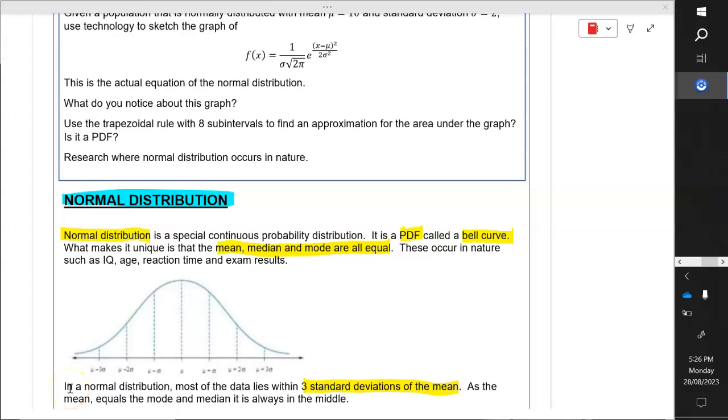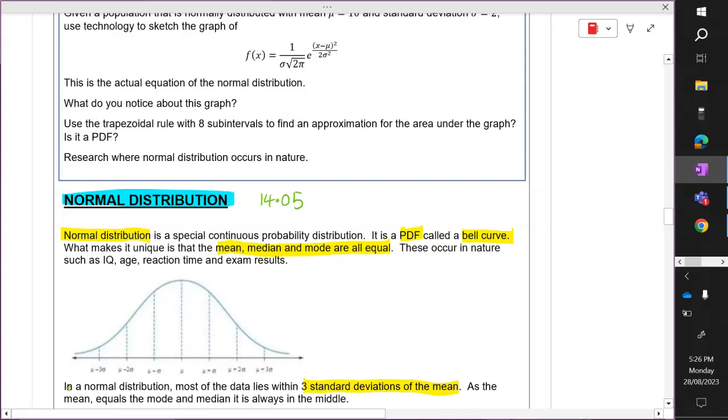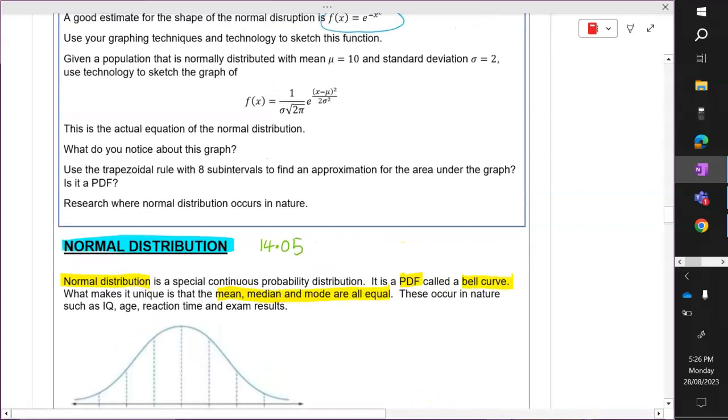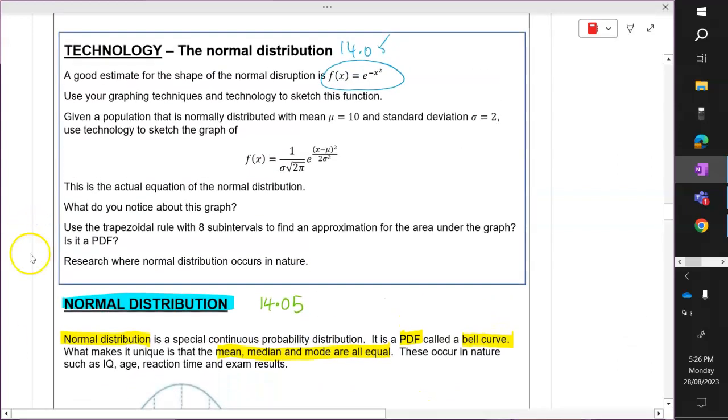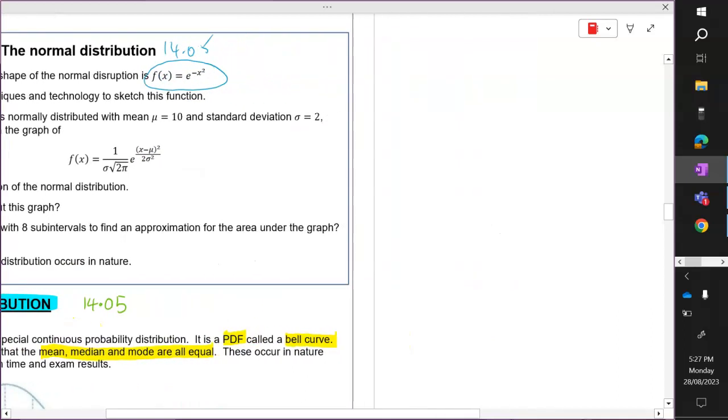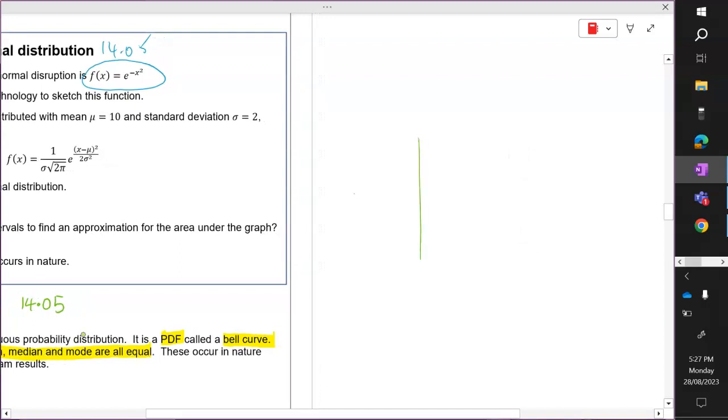So what we're going to have a look at today is the normal distribution, and this works in really well with exercise 14.05 in the Maths in Focus textbook. If you want to jump into Desmos, what you can do is graph the function e to the minus x squared, and if you do that, it will look kind of like this.